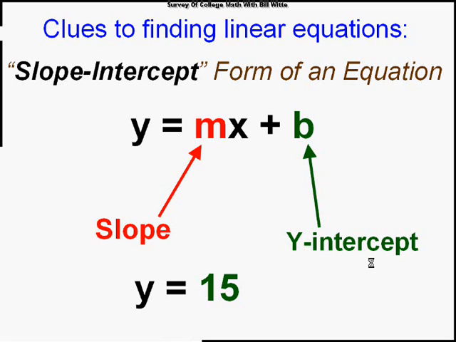What about this one? Well, that one has a slope of 0 because it's the number in front of x, and there isn't an x. And the y-intercept is 15. But that's so easy. It's not that bad, is it? This one has a slope of 3/5. What is the y-intercept? The number sitting by itself. Well, it's not there, so that one's 0. Okay? So it always works.